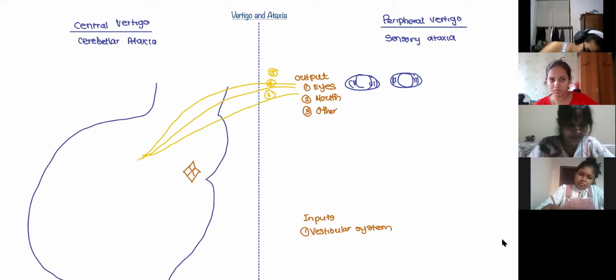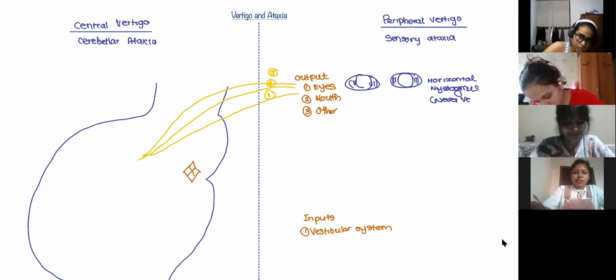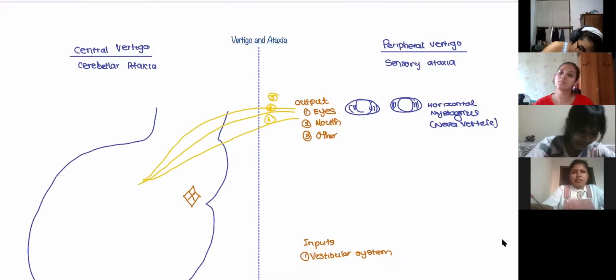Do you understand this? Patient can have nystagmus. In peripheral vertigo, you get horizontal nystagmus, never vertical. This is actually the best way to diagnose these patients.